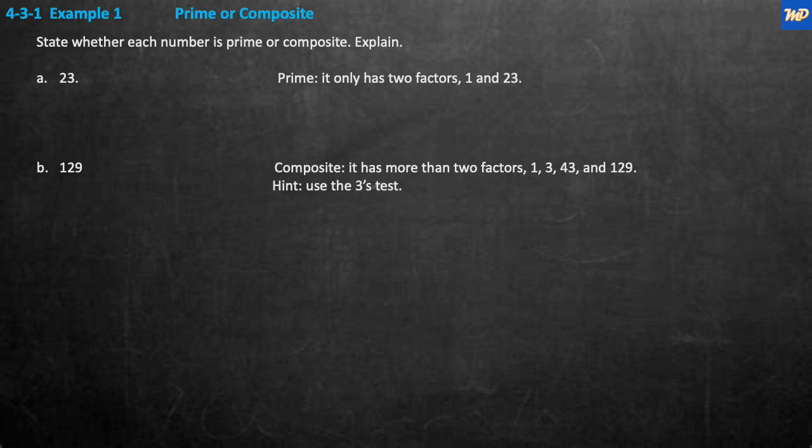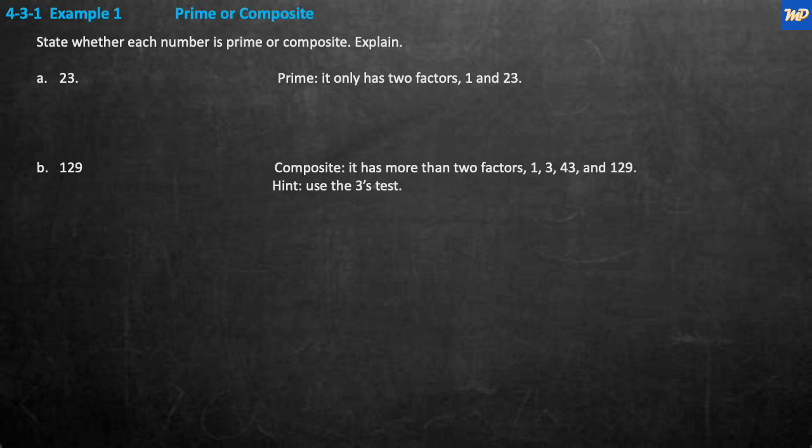Okay, in example 1, under primes or composite, they're asking a question. Is this number a prime number or a composite? Well, we've gone through that a number of times already, but this should be pretty easy. So A says 23. Is 23 a prime or a composite number? Well, as I've already written the answer down here, it's prime. It only has 2 factors, 1 and 23. Nothing else will go into 23. Like if it was a 21, you could say 3 and 7 would be another set of factors.